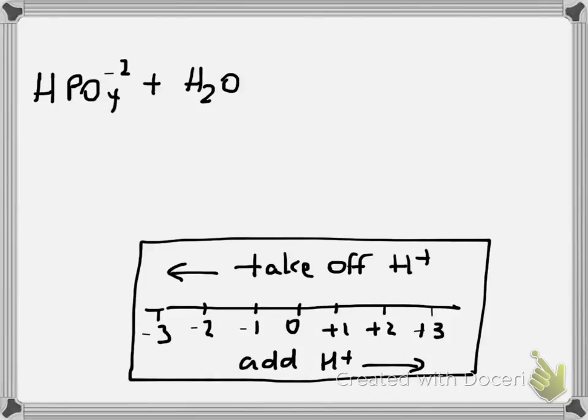Okay, we're going to revise the idea of labelling or completing a conjugate acid-base equation and labelling conjugate acid-base pairs. So in this one, we're going to have the biphosphate ion acting as an acid. An acid is a proton donor, so the proton goes this way. Acting as an acid, it's going to donate a hydrogen ion.